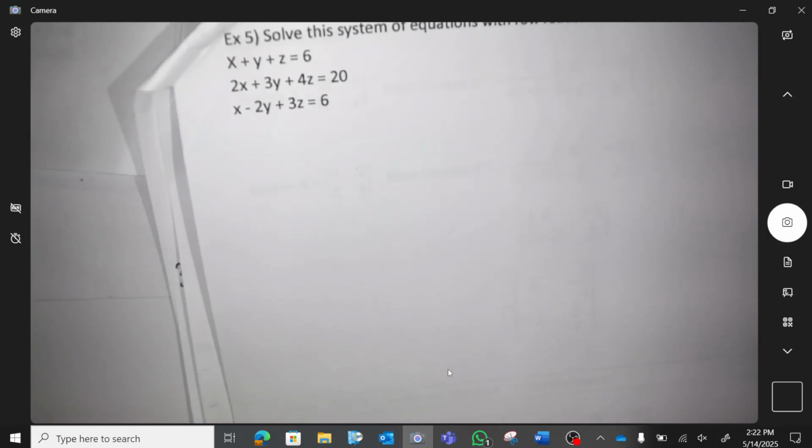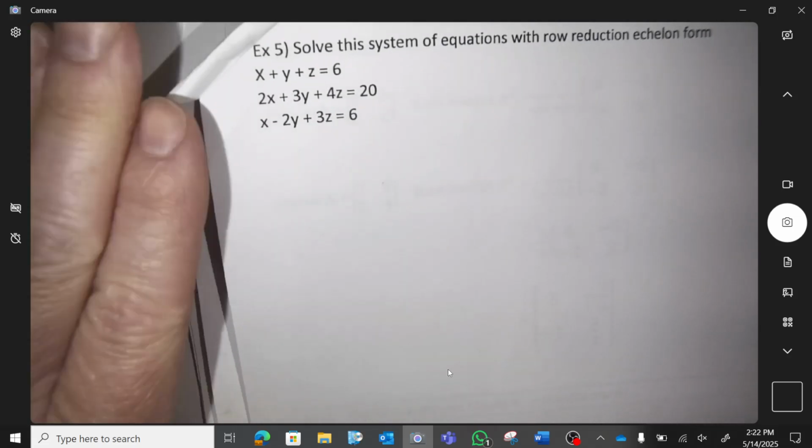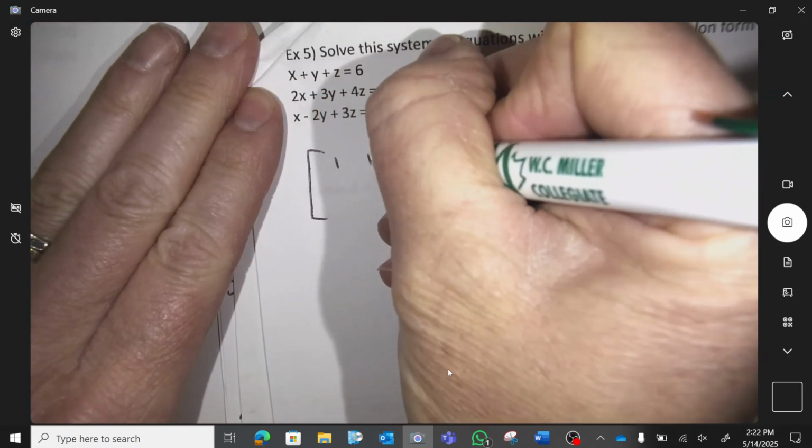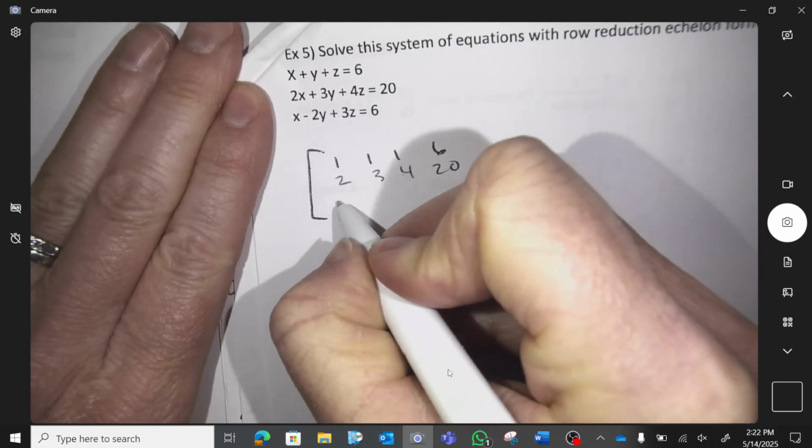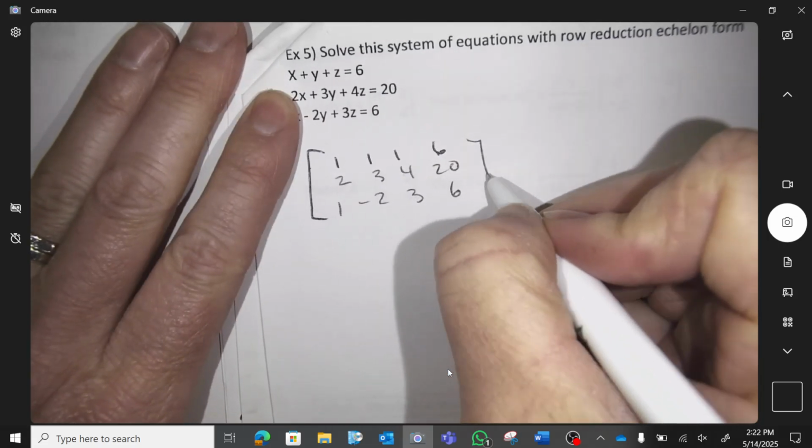Okay, row reduction. This is this one. All right. So give me 1, 1, 1, 6, 2, 3, 4, 20, 1, negative 2, 3, 6.